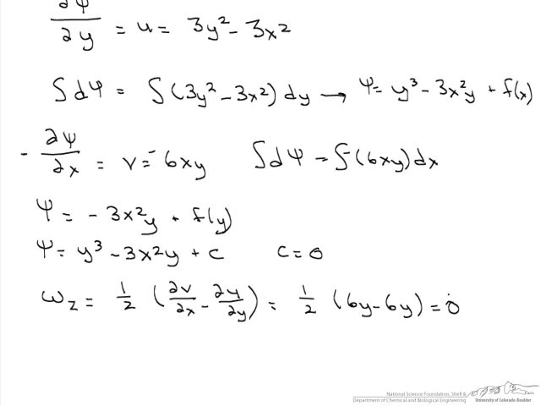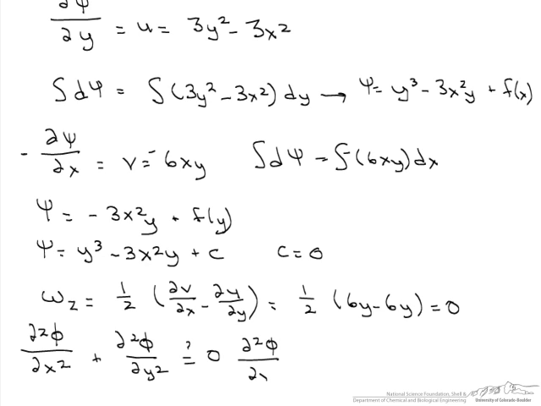The second thing that we can do is take the Laplacian of the velocity potential. So we take the second derivative of the velocity potential with respect to x, add it to the second derivative of the velocity potential with respect to y, and ask, does that equal 0? So our second derivative with respect to x equals minus 6x. Our second derivative with respect to y equals 6x. And when you add them together, you get 0.